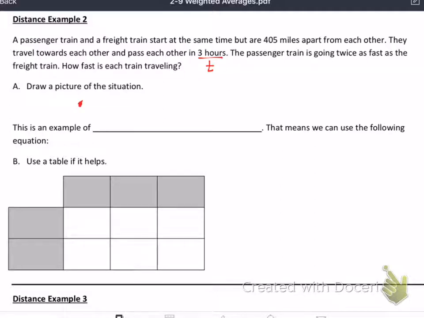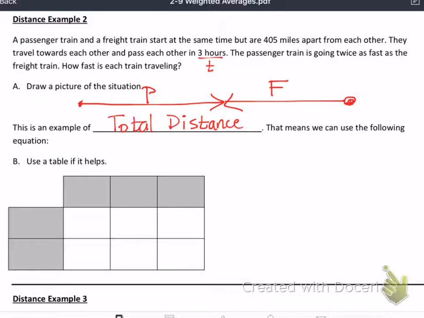So here's train number 1, and so here's a passenger train going this way, and here is the freight train going that way. And so they meet right here in 3 hours. And so we know this is also an example of total distance problem. So we're going to use a table here, and I'm going to give you a blank one to kind of help organize your thoughts. These two rows here, it's what are the two types of trains. We have the passenger train and the freight train.